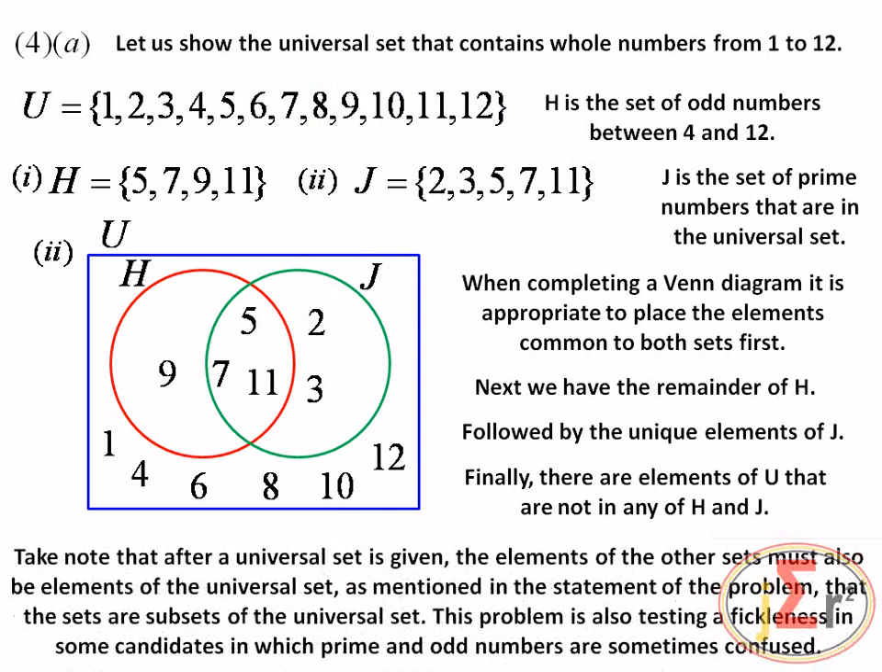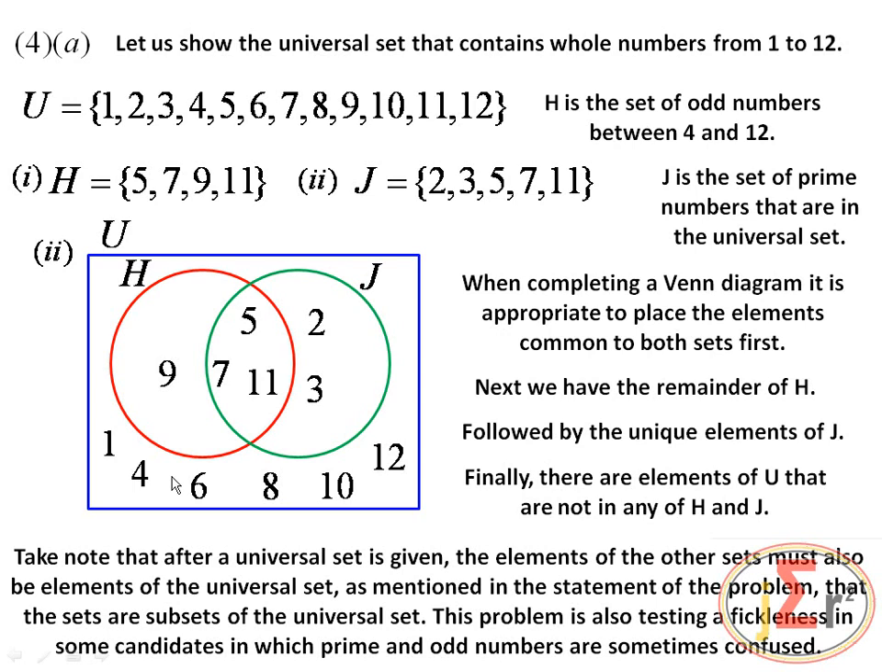Take note that after a universal set is given, the elements of the other sets must also be elements of the universal set. As mentioned in the statement of the problem, the sets are subsets of the universal set. This problem is also testing a fickleness in some candidates in which prime and odd numbers are sometimes confused.